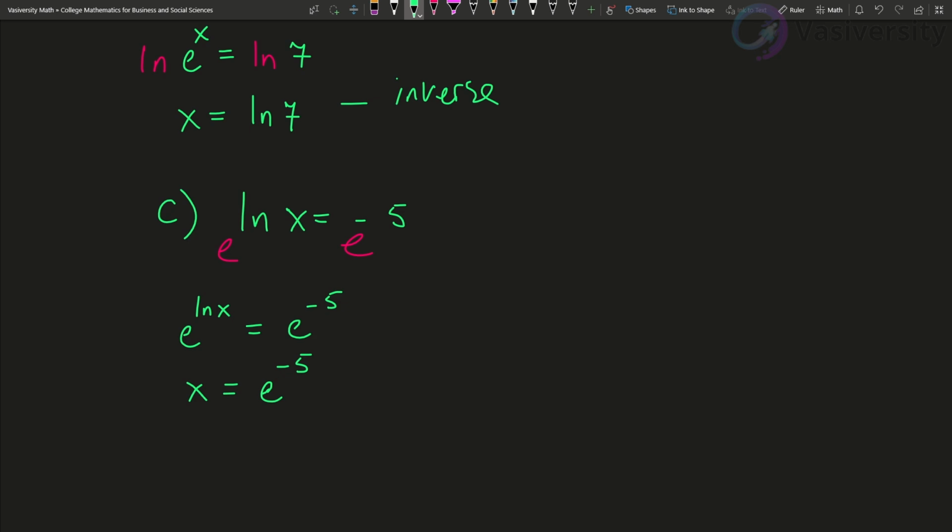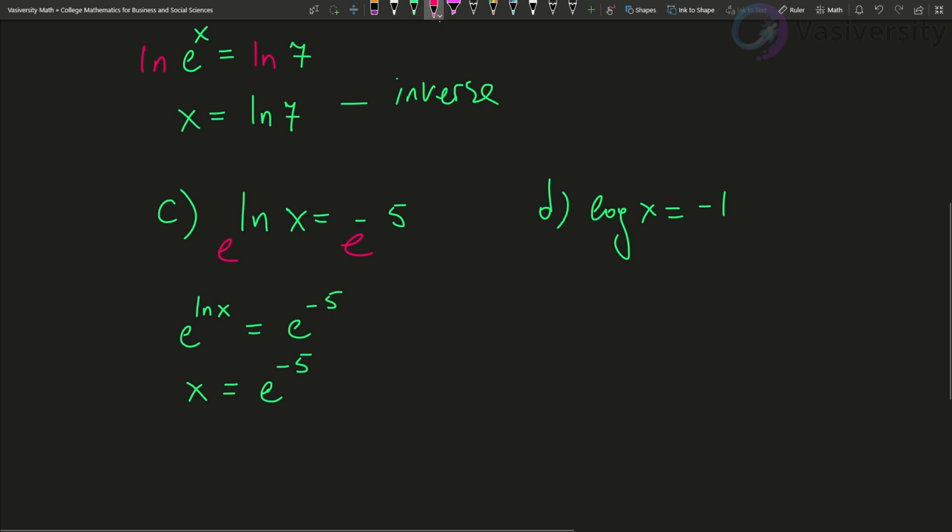Okay, and let's take a look at one more problem. Problem D here: if we have log of x is equal to -1, remember, log stands for the logarithm of base 10.